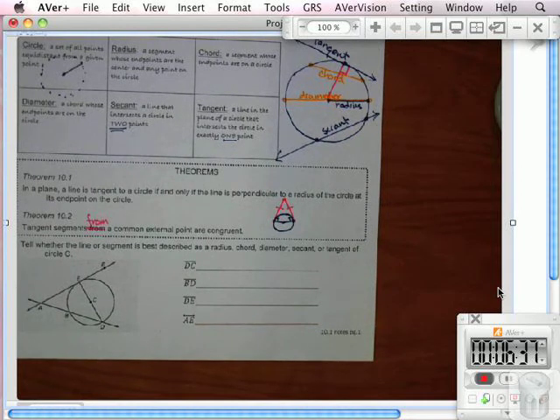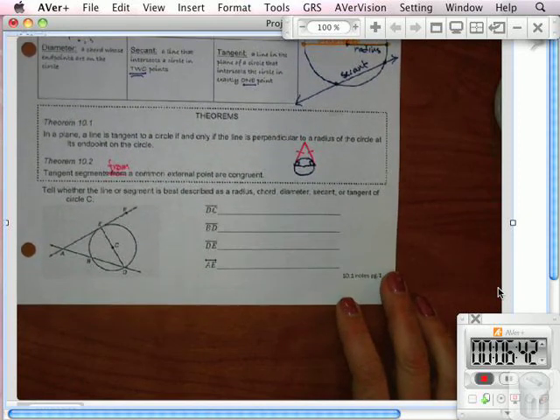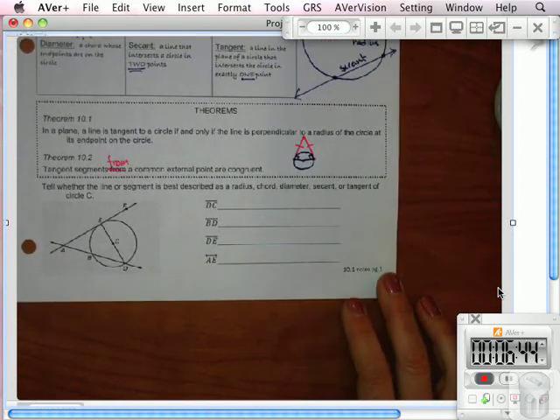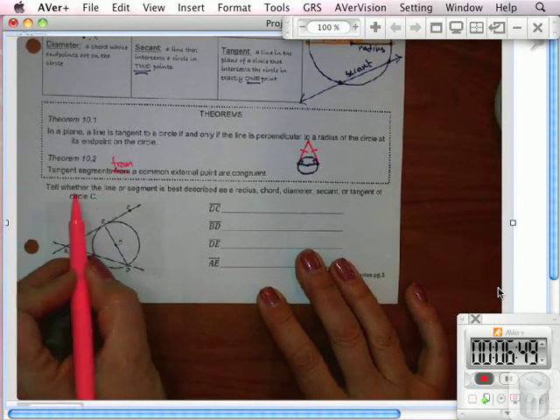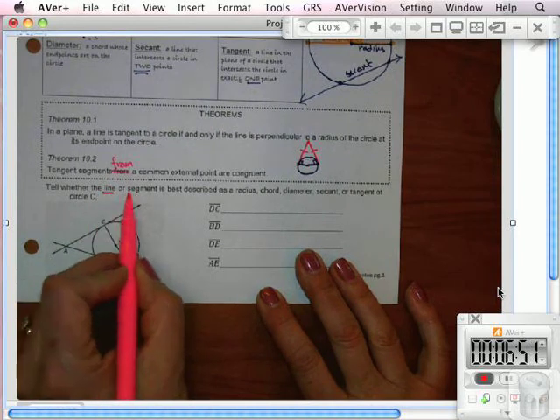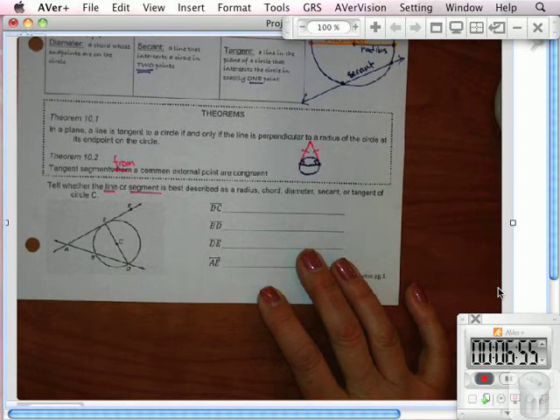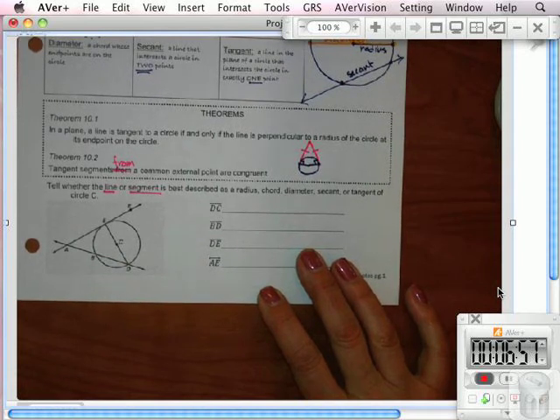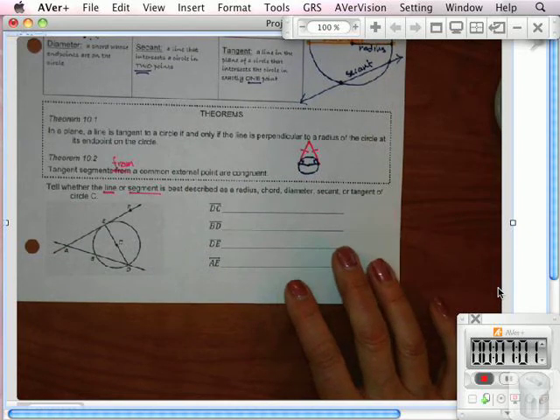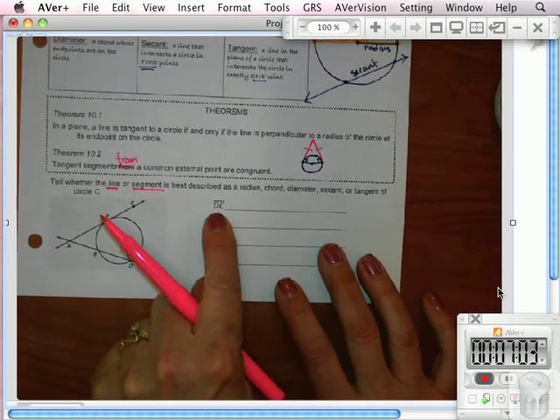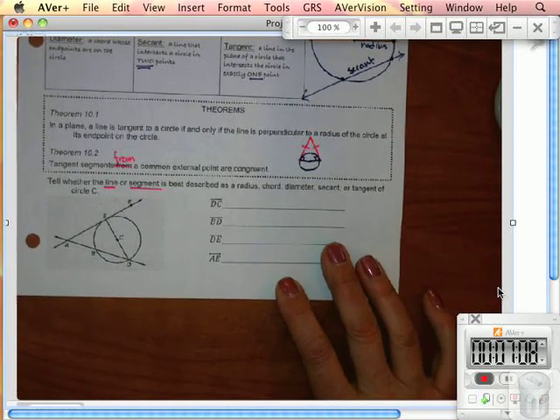All right. Tell whether the line or segment is best described as a radius, chord, diameter, secant, or tangent of circle C. Here's the important part right here. Tell whether the line or segment. You have to look at what's above the letters before you answer the question. It tells you whether it's a line or a segment, right? So here, segment DC is this piece right here. So what is that piece? That's just a radius, okay?